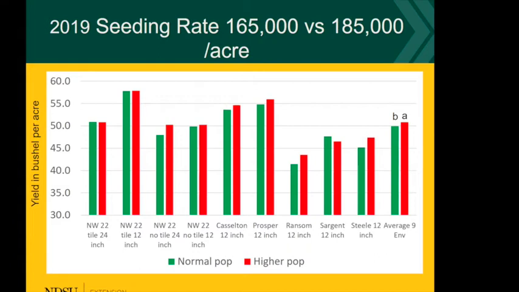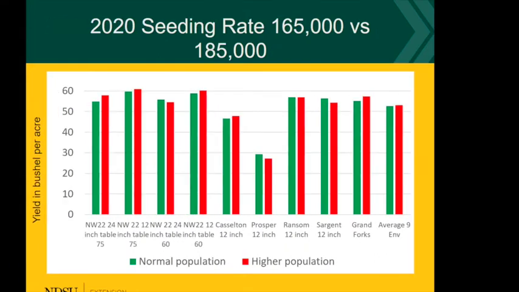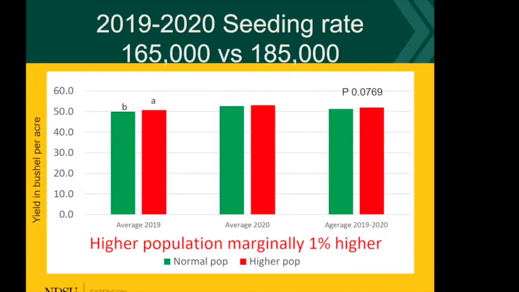And as you can see, in 2019 the higher population had a slightly higher increase. In 2020, it was basically a wash. So if we look at them combined, there was a minute increase in yield, only 1% higher. So that bump of 20,000 seeds over those 18 environments barely made a dent in the yield.